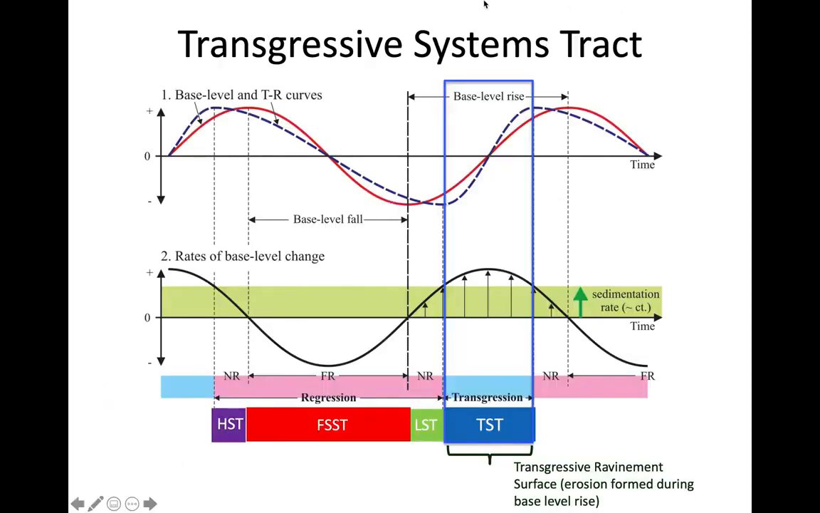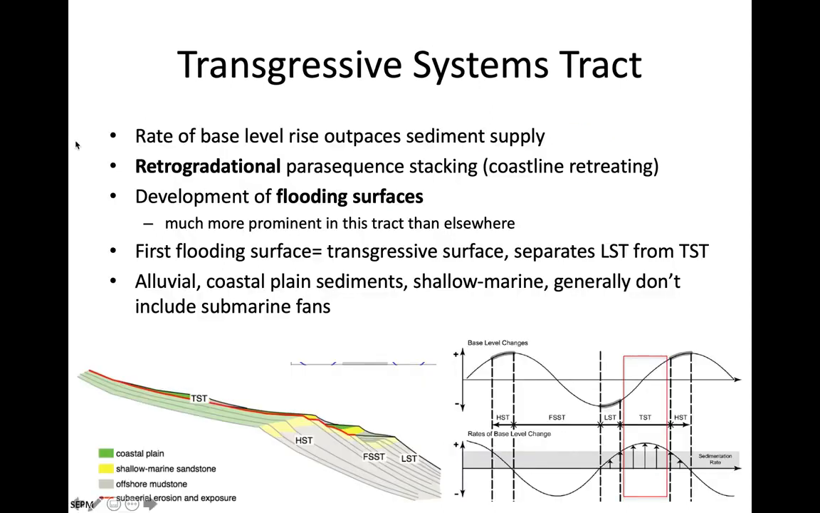Now is when we start to flip to our transgressive systems tract. What we're going to see is sea level rise starting to outpace sedimentation, so water level will get deeper no matter what. And at that point, we'll see the boundary here, that ravinement surface, where the erosion is forming during that original sea level rise. And we're going to continue till we get to the maximum flooding surface.